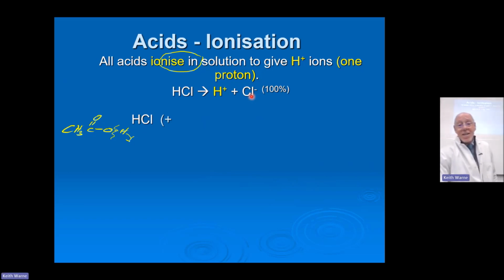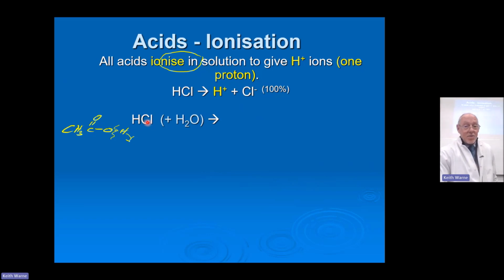Okay. Now, next to that, I've written 100%. The reason I've written 100% there is because for hydrochloric acid, every single hydrochloric acid molecule that you put in water will ionize immediately. And that's why we call it a strong acid, because all the molecules ionize. So it's basically 100% of the HCl molecules will ionize. Writing it in that first reaction is actually a bit of a simplification.